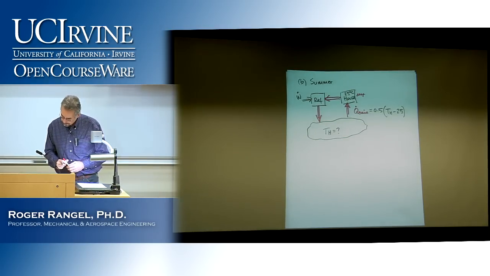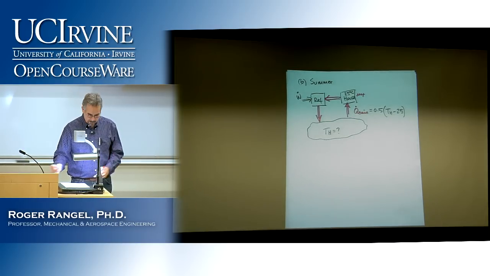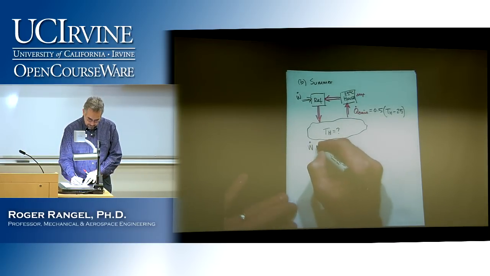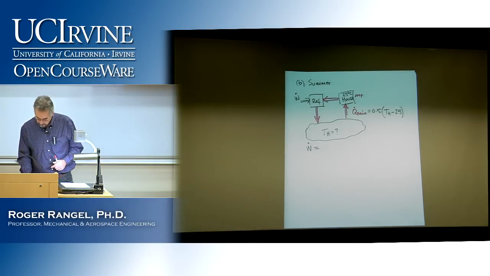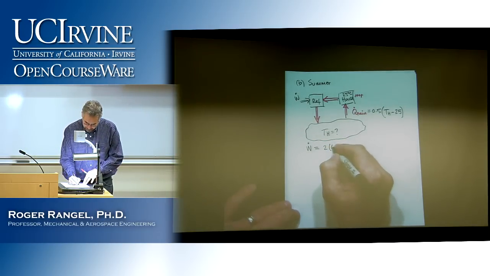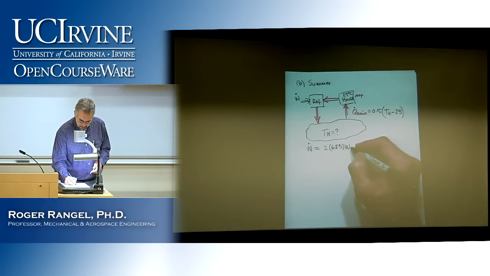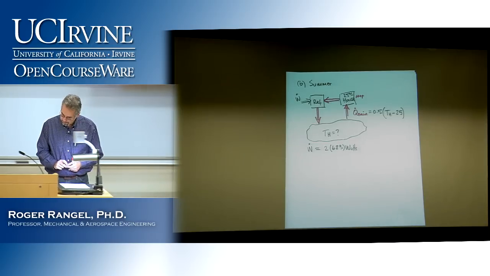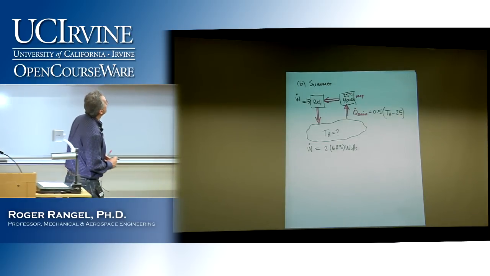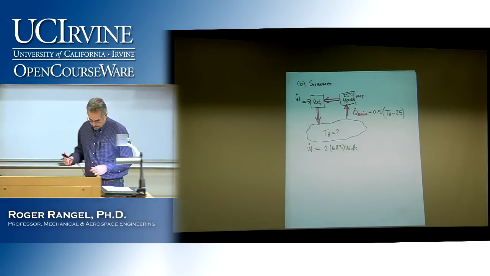And what else do I know? I know that I'm going to run twice the power that I got in part A. So W dot this time is twice the 683. Whatever that number is, let's just write 2 times 683 watts. So this time I know the power. Okay, so I need to find this TH. How do I proceed?